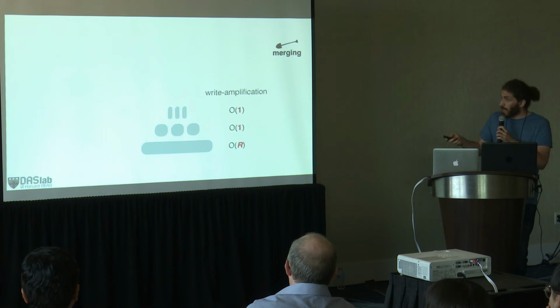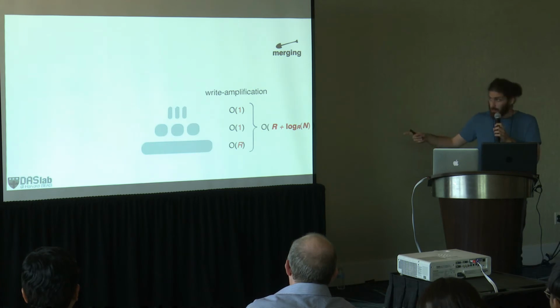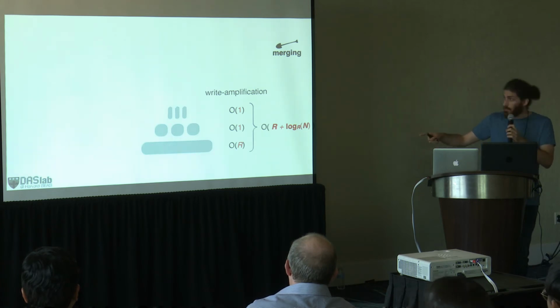But for merging, we actually get a win. So for merging, every entry participates in one merge operation at each one of the smaller levels, and in R merge operations at the largest level. So now we get a bound of R plus log of n. So this is better because before we had R times log of n, now we have R plus log of n.